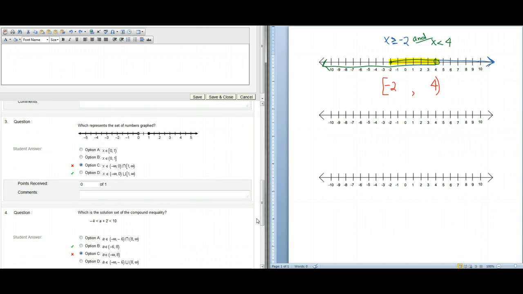Okay, question 3. Similar thing, it already has a graph done for us. Now notice on the graph for question 3 that there's a gap. There is not an area where they overlap. So this is not going to be an and or an intersection. So and and the upside down U mean the same thing.